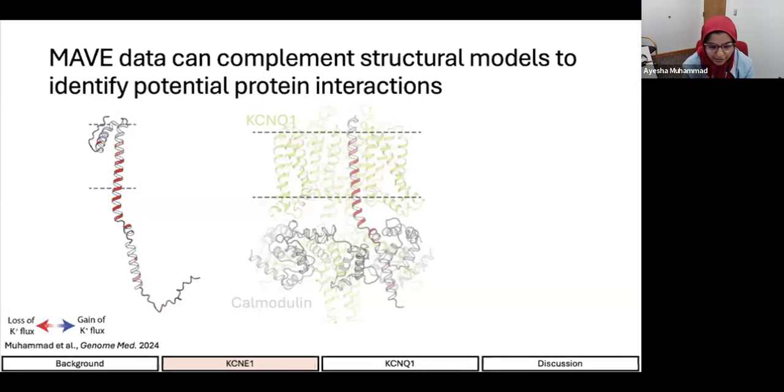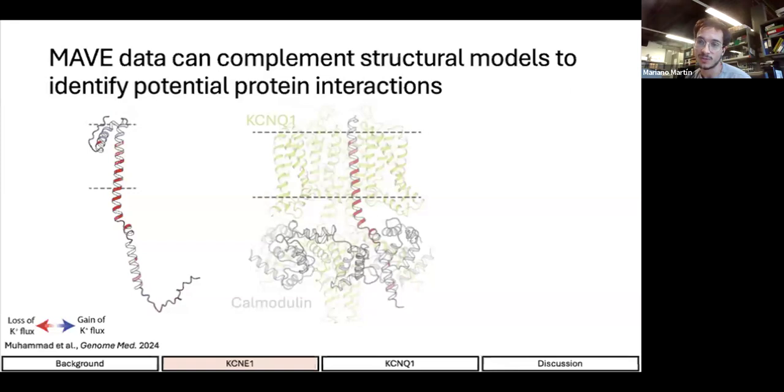One of the things, and I'm sorry I don't have it marked here, is that S140G, when we looked at it in the context of this complete structure, is actually pointing away from the part that faces KCNE1. So my hypothesis is that it does not interact with KCNE1, causing erroneous loss of function or gain of function. But I haven't tested that interaction experimentally.